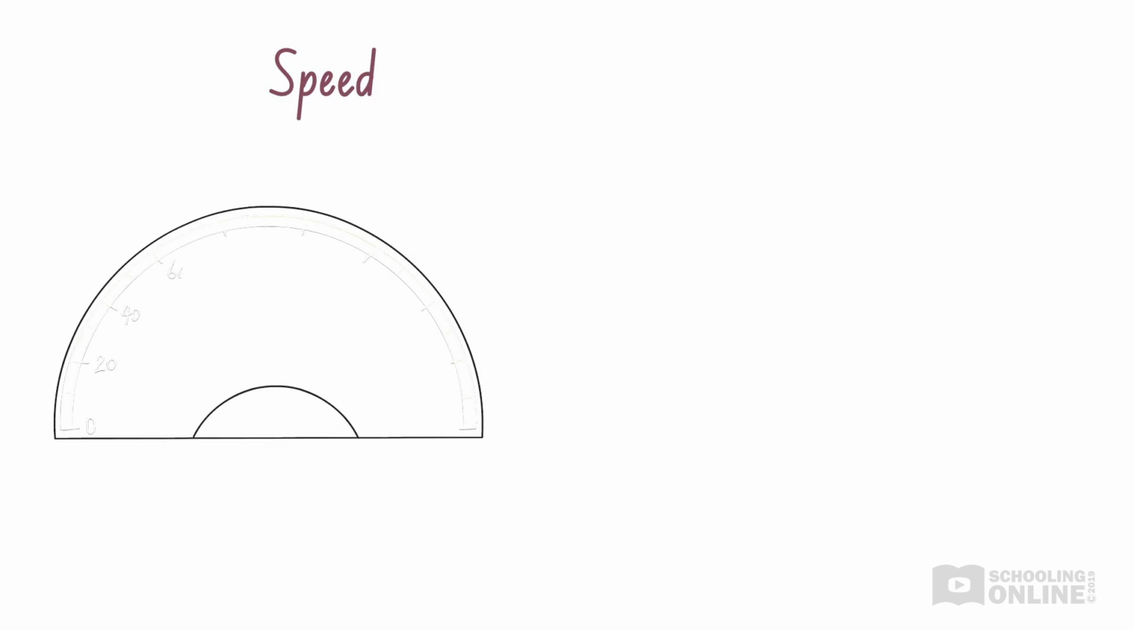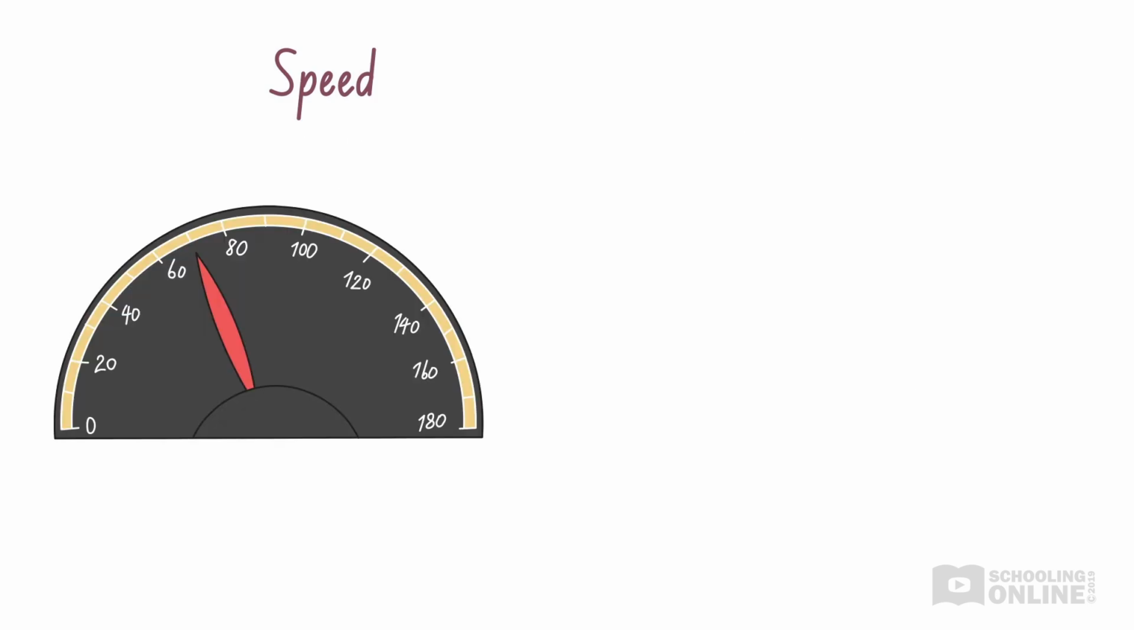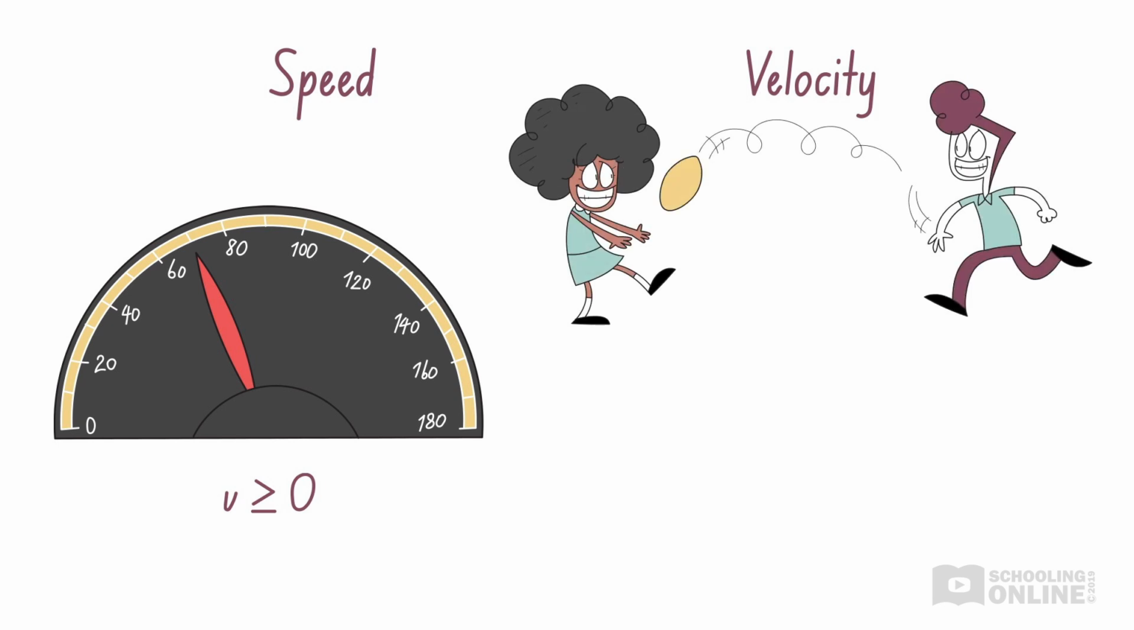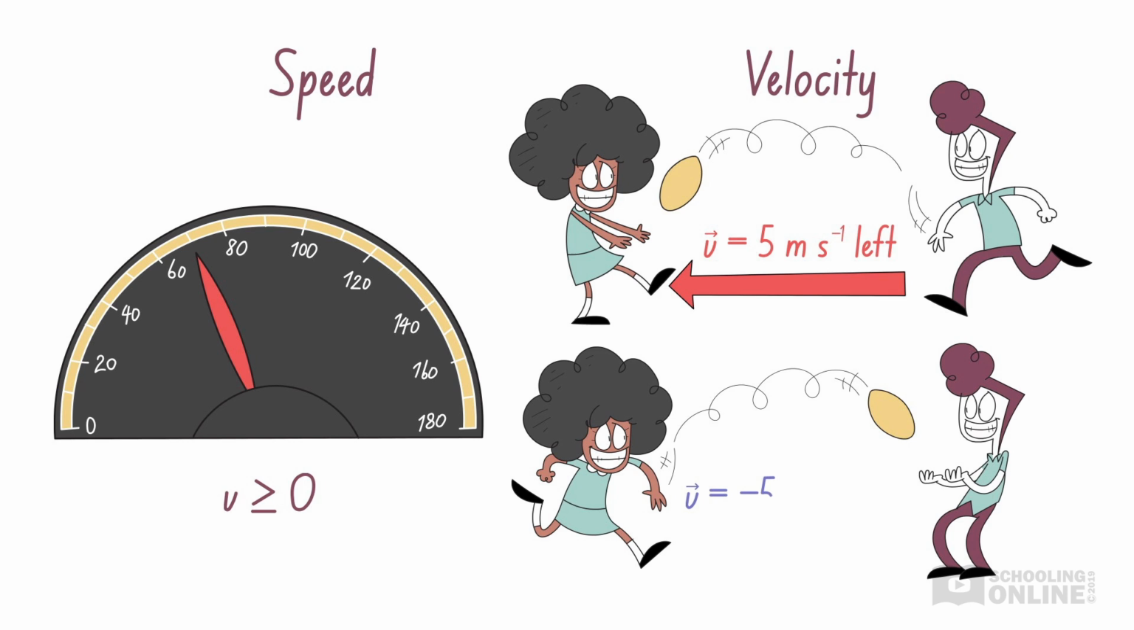As you might already know, an object's speed cannot be negative. It's always greater than or equal to 0. In comparison, the displacement and velocity of an object can take any value. A velocity of plus 5 metres per second left means the object is travelling left. A velocity of minus 5 metres per second left means the object is actually travelling right. Remember, a negative sign means in the opposite direction.